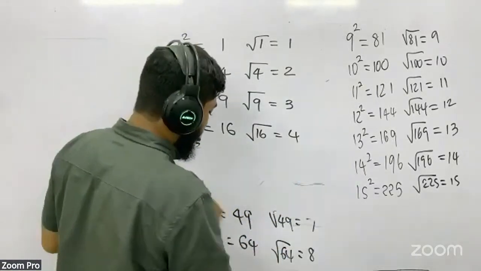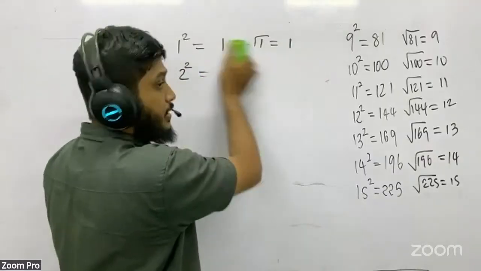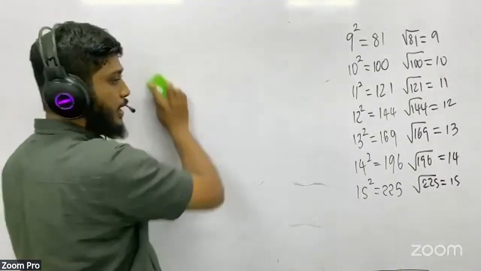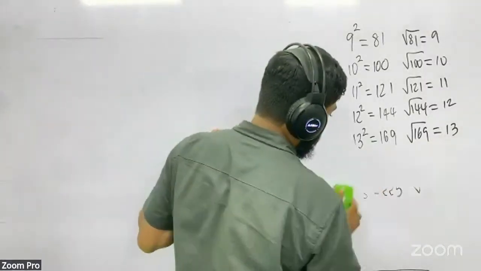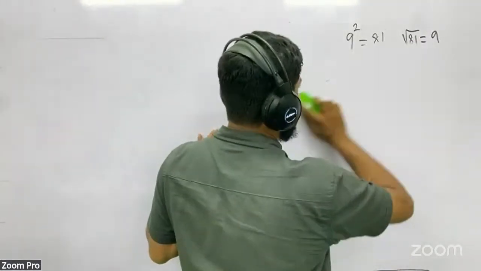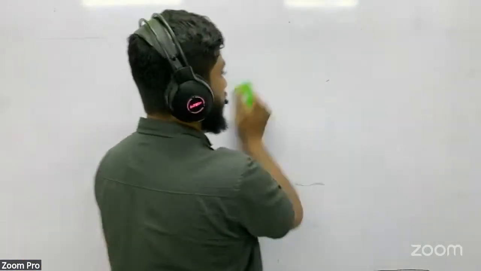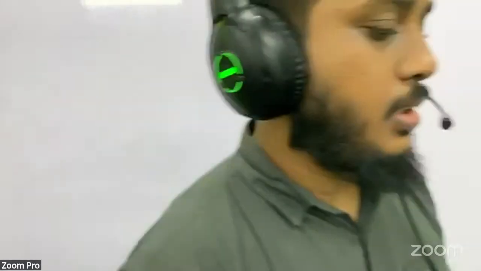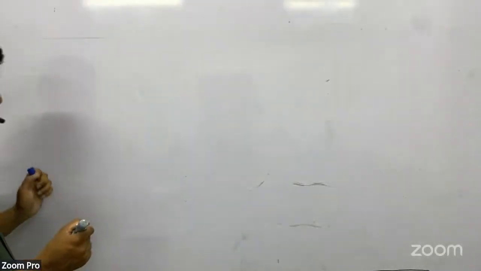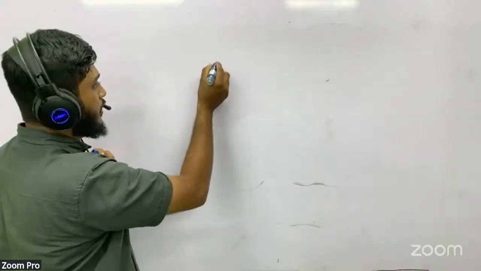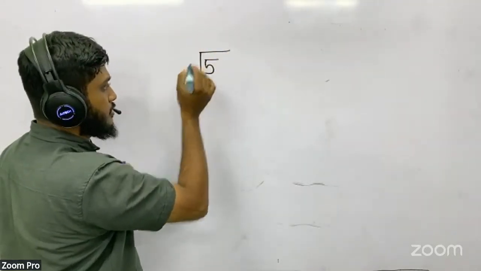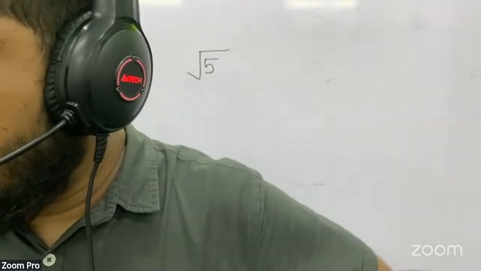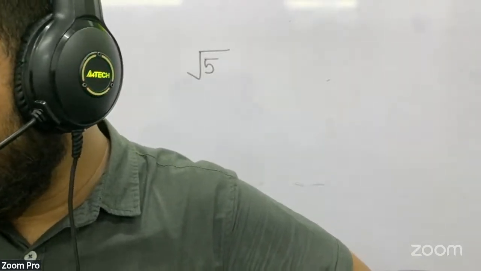Now there are certain numbers where we can't tell the exact square root value, but they do have a square root value. Now we'll see it like this. They might ask what is the value of square root 5. Finding the first approximation, there is a method for that. The first question is square root 5.